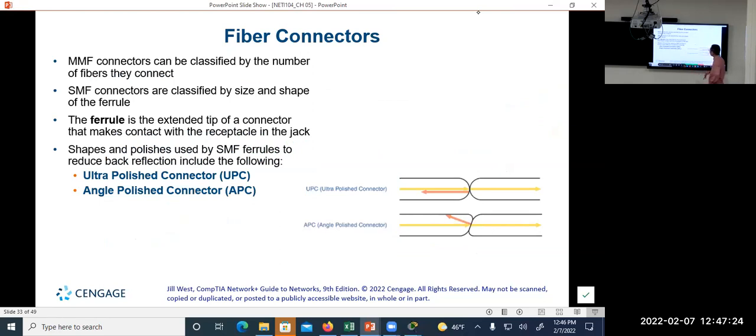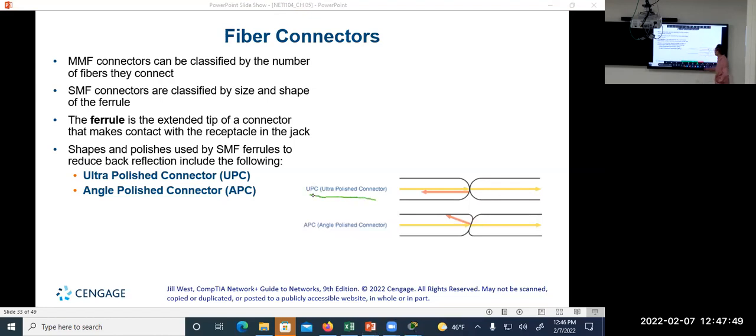So one problem when you work with the terminating here, or they call it the splicing here, is that the shape and the polish used by the single mode for reducing back reflection include the following. The first one, the flat polish connector. The second one, the angle polish connector here. So in this case, this one they call the flat polish connector here. You can see what's the problem here.